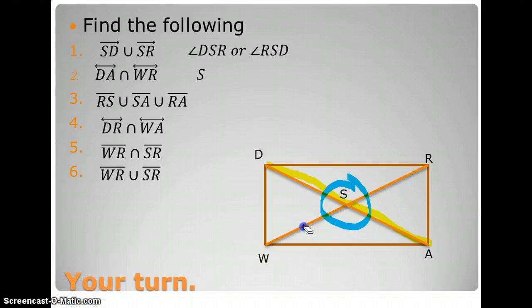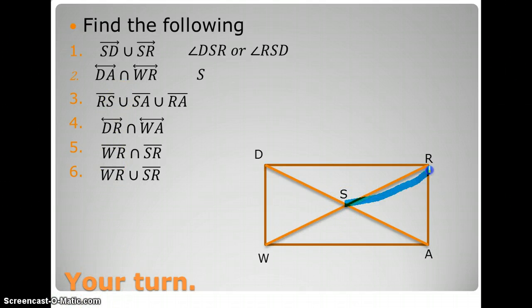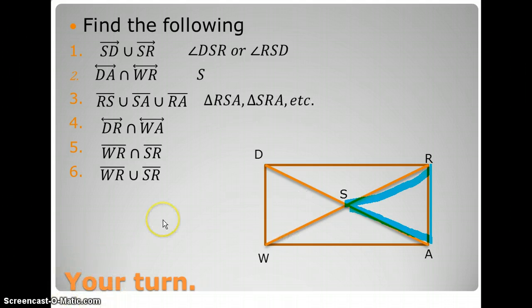Okay, and then our next one is the union. This should be a dead giveaway because of what we've got here. The union of these 3 things right here: we have RS and SA and RA. And hopefully you can see from that picture that we have a triangle. Triangle RSA, SRA, however you want to name it. Make sure you use the 3 points.